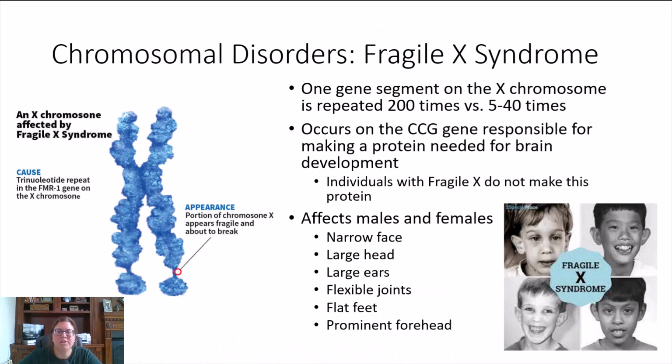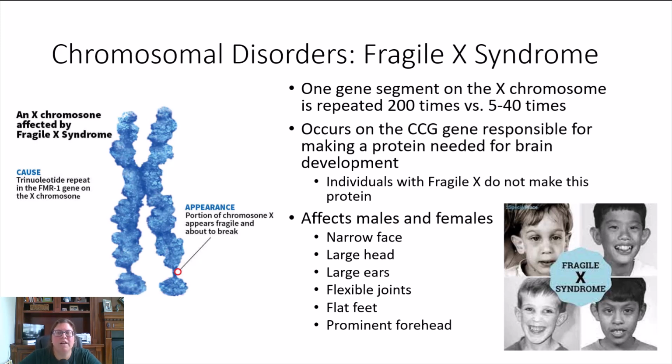Fragile X syndrome is a chromosomal disorder affected by one gene segment on the X chromosome that ends up repeated 200 times versus between 5 and 40 times. It typically occurs on the CCG gene, though it's responsible for making a protein needed for brain development. When an individual has Fragile X syndrome, they are not making this protein.